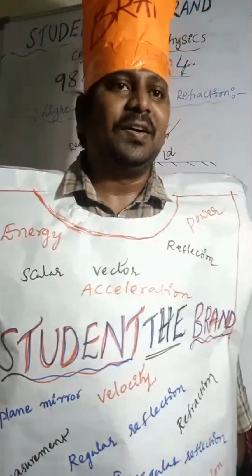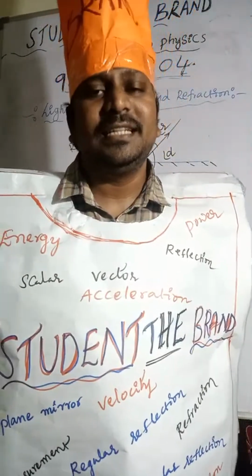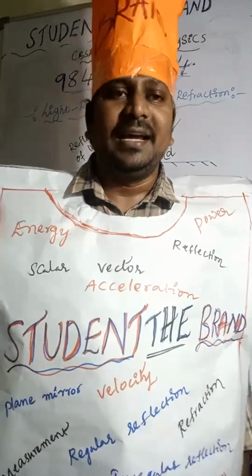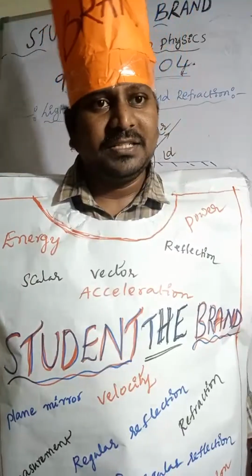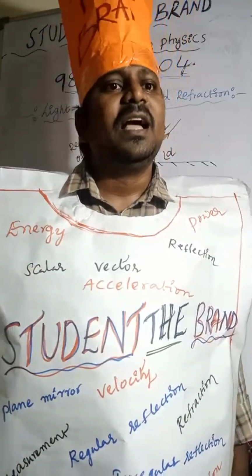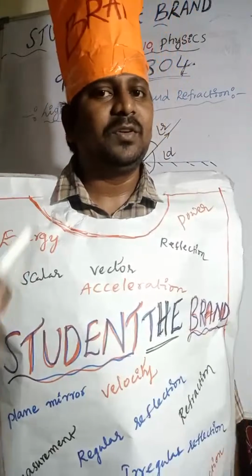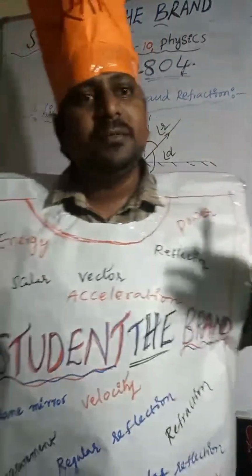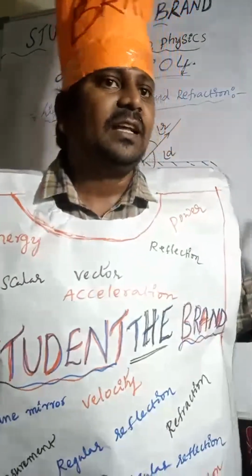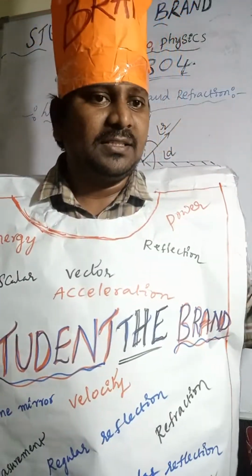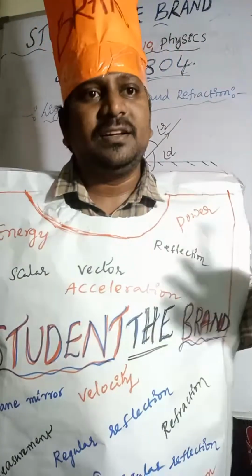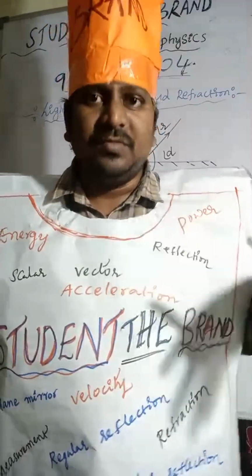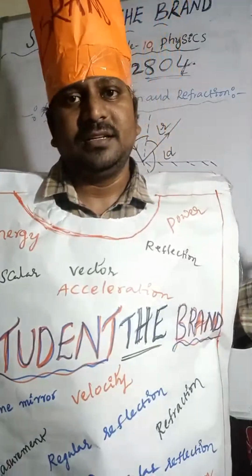So that is about the laws of reflection. The incident ray, reflected ray and normal line lie on the same plane. The angle of incidence is equal to the angle of reflection. And coming to the reflection of light, it is the bouncing back of light from the reflecting surface. Simply, reflecting of light from the reflecting surface is called reflection of light.